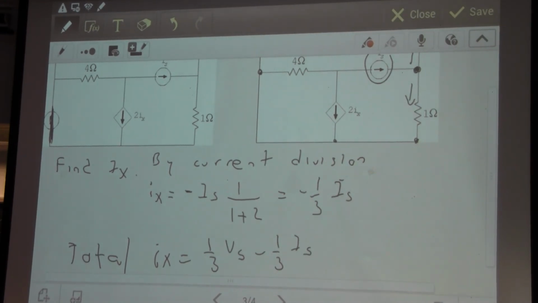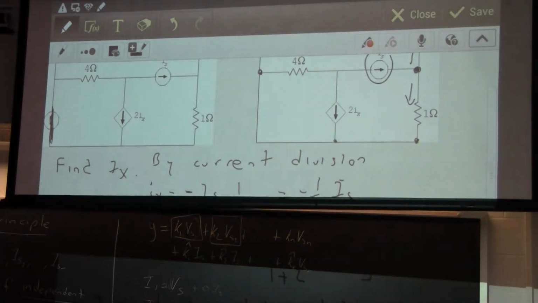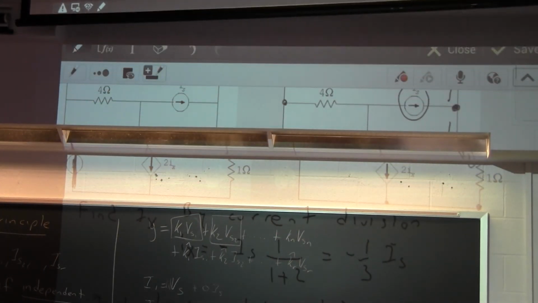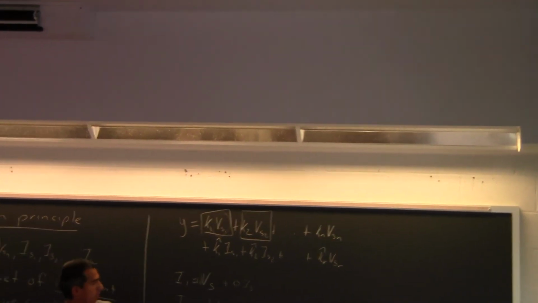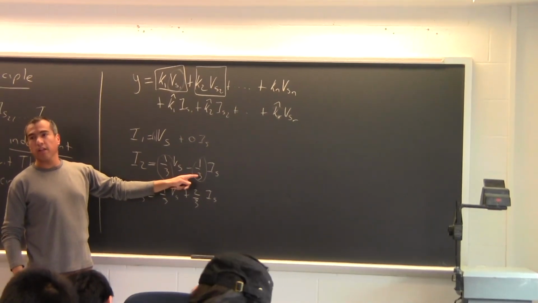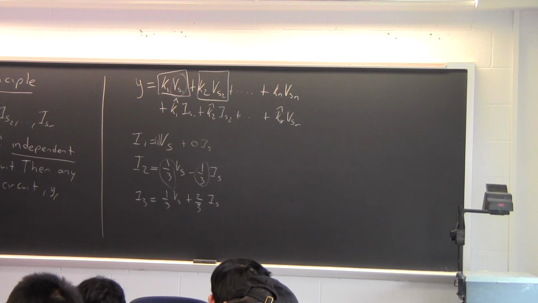Now the thing is, if you look at that answer, and you compare that to what we have up here, it's exactly the same thing. Right? 1/3 Vs minus 1/3 Is. And that's exactly what I was telling you. What the superposition principle tells us is we can do this with a full circuit, or we can do things independently and then just add the solutions. We should get exactly the same thing.